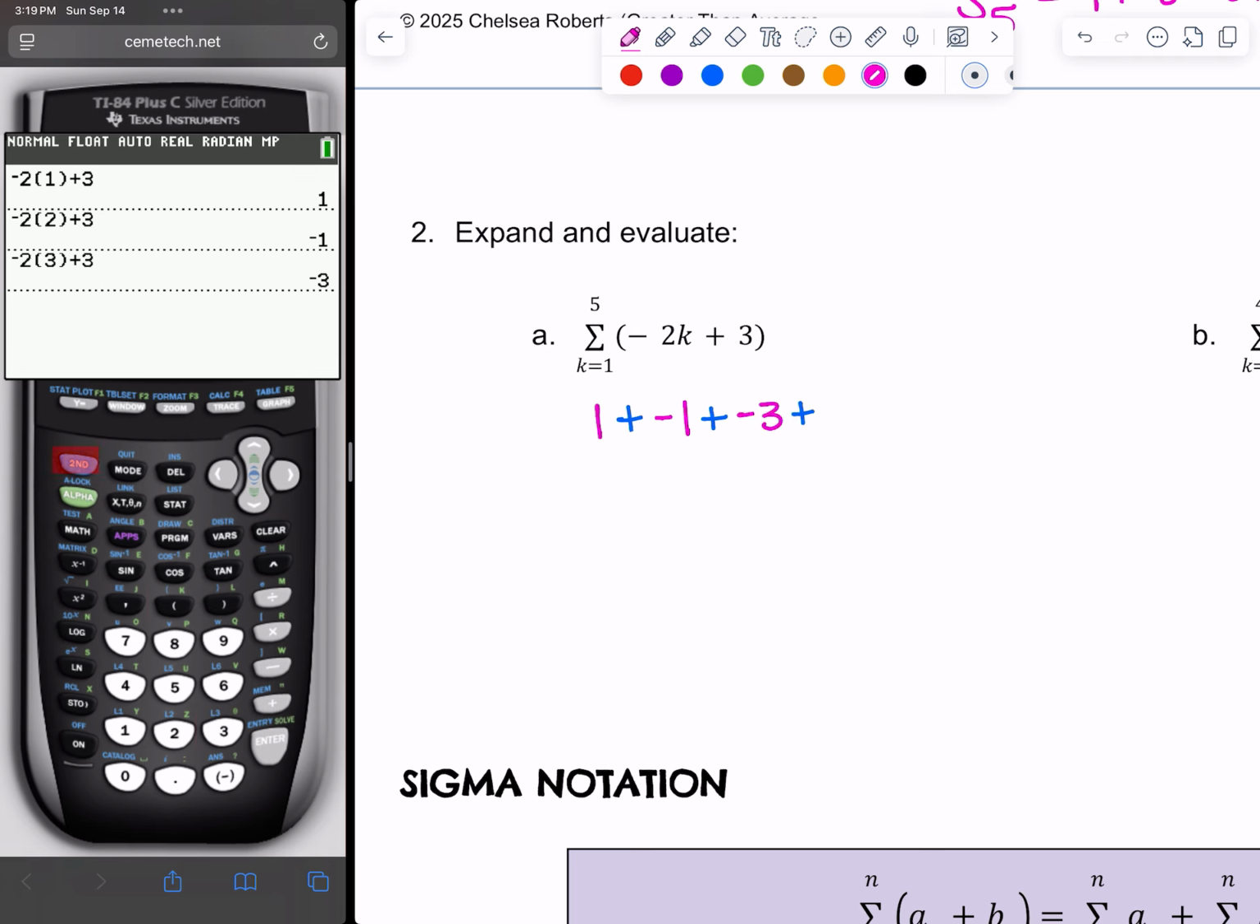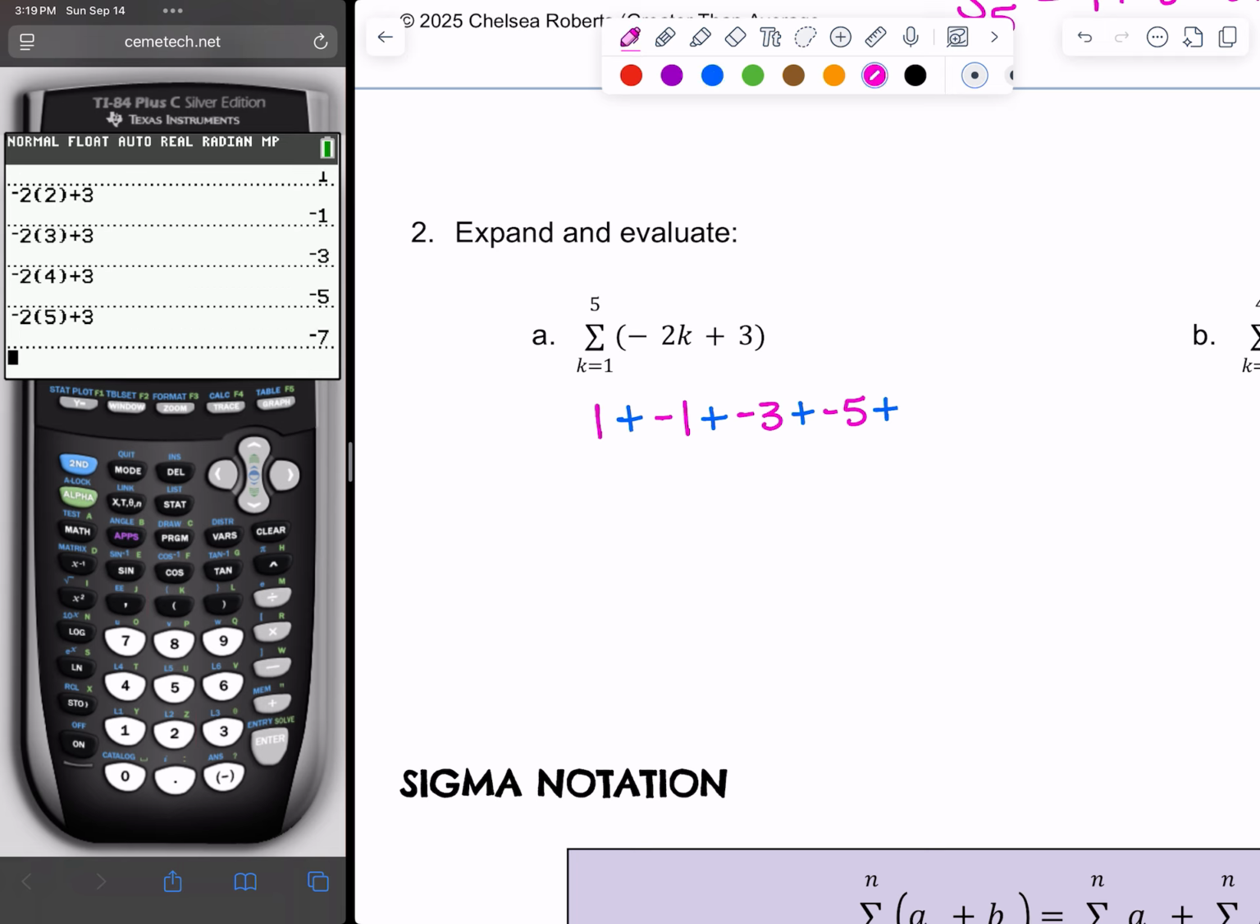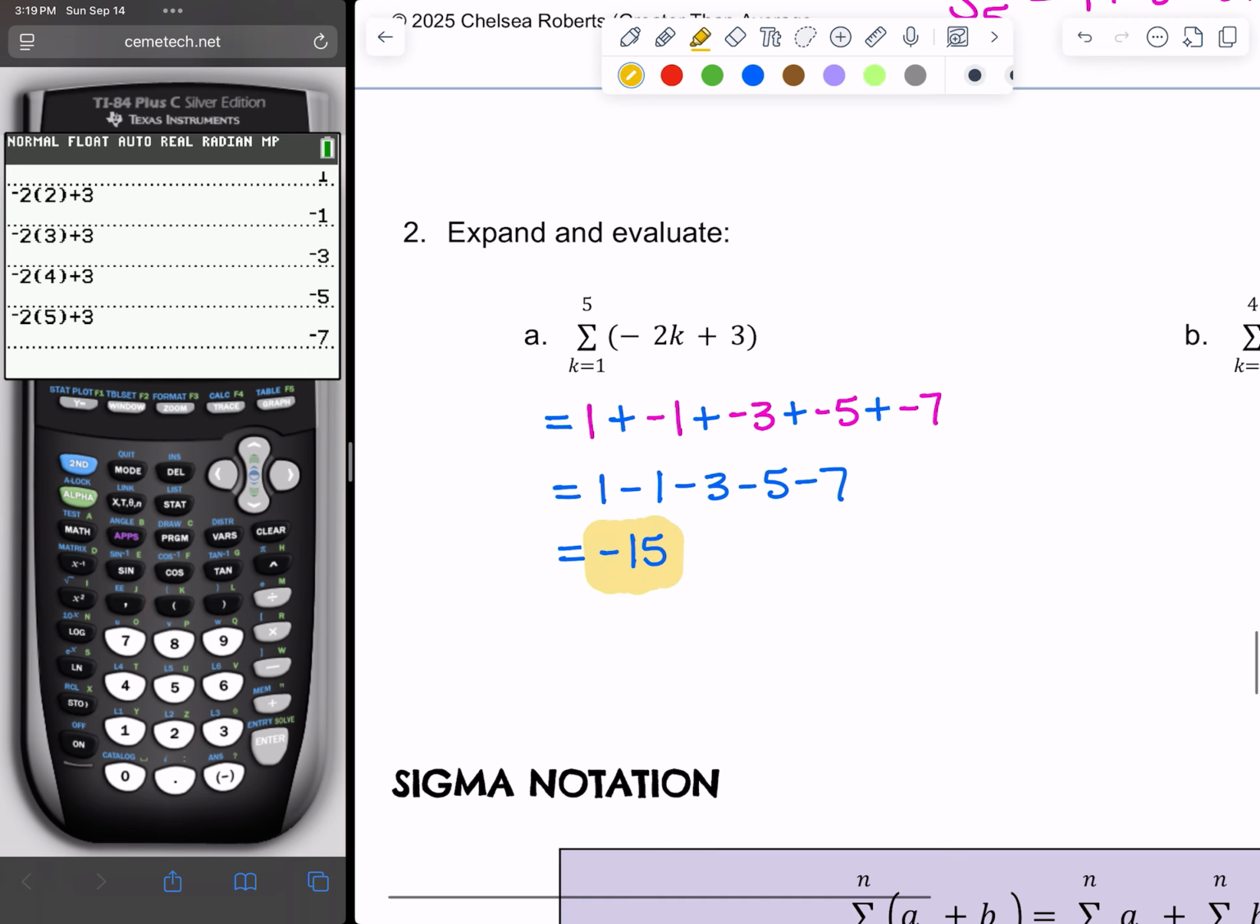plus, do the same thing when k is 4. So that's going to be adding a -5. And then we're going to add the fifth term, which is our last one, which will be -7. All right. So we know that that's how our sum will be. We're adding up all those terms. So that's just going to be 1 minus 1 minus 3 minus 5 minus 7. All right. And when we add that, we end up getting -15 as our answer. And you can put that in the calculator if you need to.